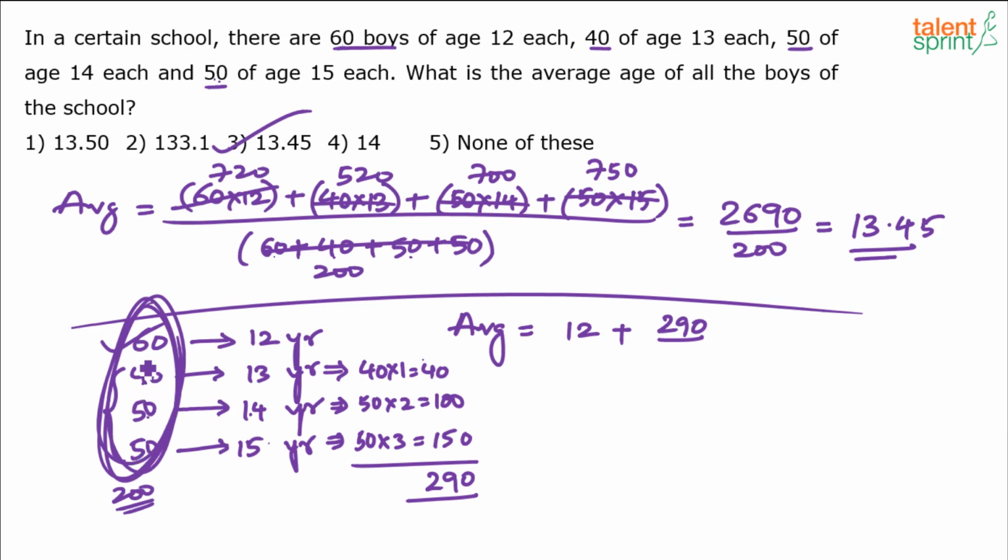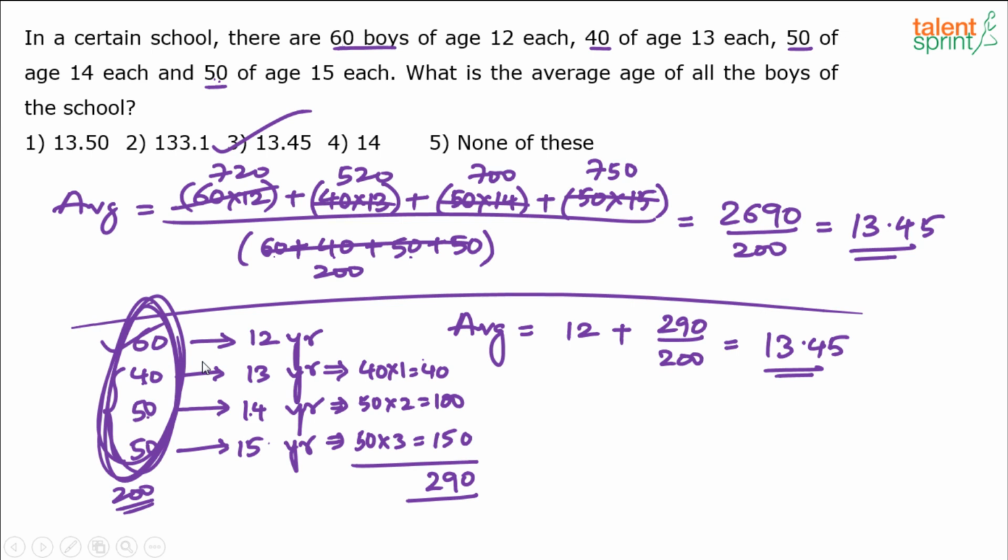Just because it belongs to these 140 people does not mean that you will divide there. You should divide for the whole group because average is for the entire group. So 290 should be divided among 200 people. 290 by 200 is 1.45. 29 by 2, 14, 29 by 20, 1.45. 12 plus 1.45, 13.45. Same answer, similar calculation, but simpler numbers.